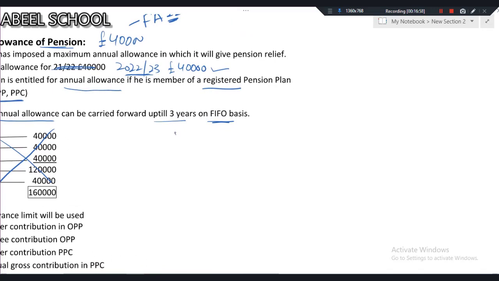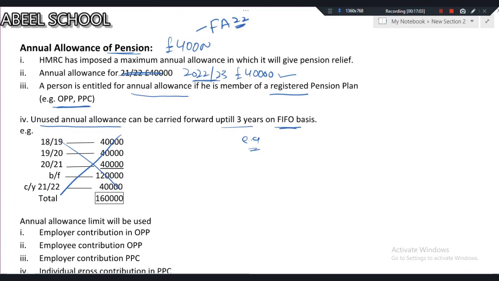Let me explain that. For example, a very important point: whatever rules we are discussing right now relating to the annual allowance of pension, they are only applicable to an individual who is a member of a registered pension scheme, and registered pension schemes are an occupational pension or a personal pension. So you must be a member of at least one of them. If you're a member of two of them, then it's really nice of you, but whatever rules we are discussing right now are only applicable when you are a member of at least one of the schemes. Okay.